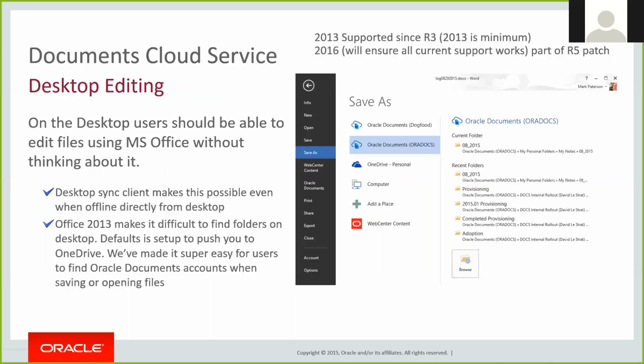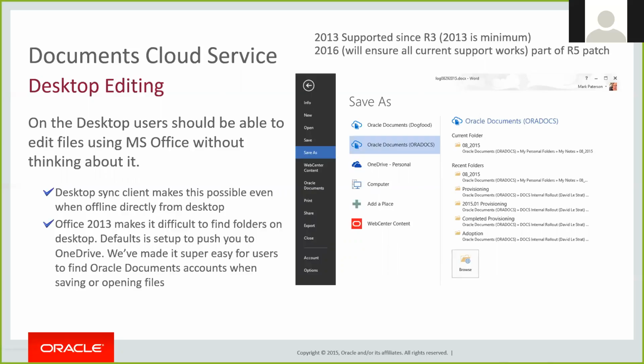It is supported the 2013 version of Microsoft Office. There will be support for 2016 for Office 365 very soon. It will be part of a patch that will be added to the release of Document Cloud Service, and you basically can use Oracle Document Cloud Service with Microsoft Office online or offline.